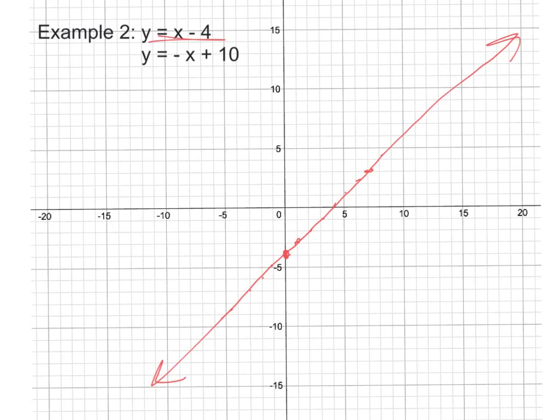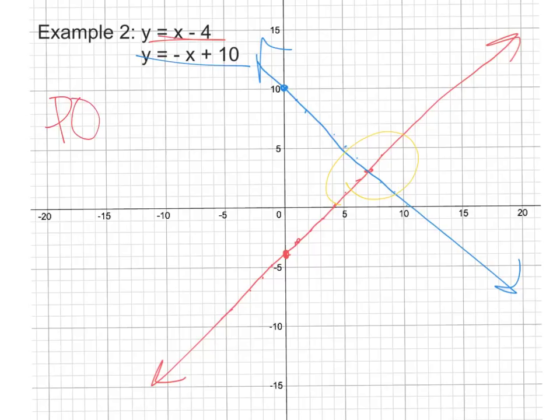We're now going to graph the other equation, which I'm going to put in blue. So my y-intercept is 10. And then our slope is negative 1. So we're going to go down 1 over 1. And we can do a couple points, and then we can connect them. And then we can identify the point of intersection. So if we look at our graphs, we can see that the two equations are going to cross when x is 7 and y is 3. So our point of intersection, POI, is going to be 7, 3.